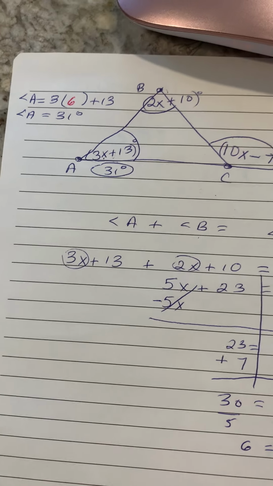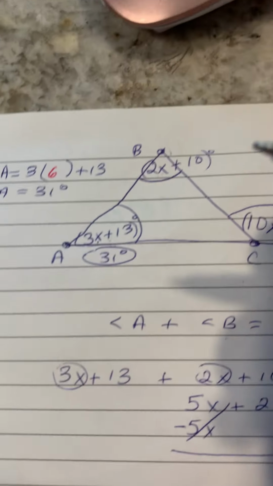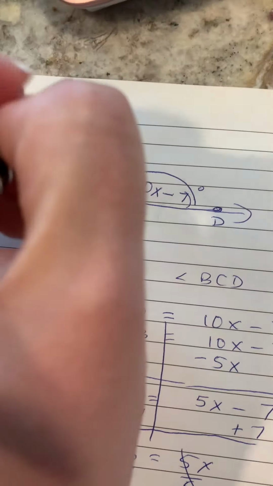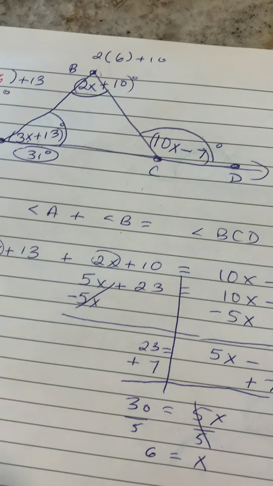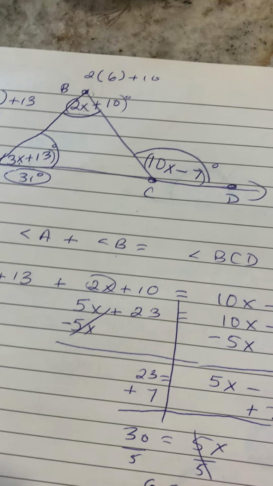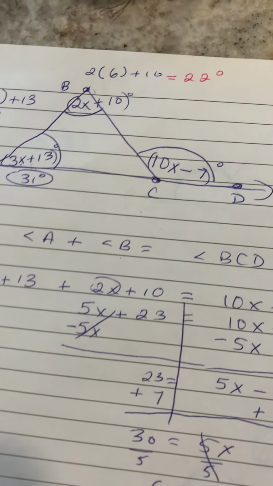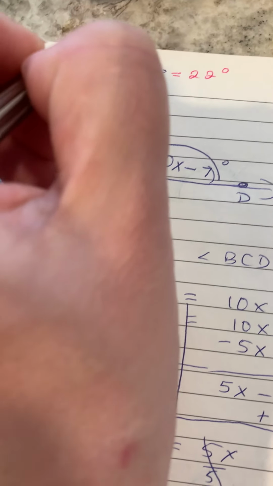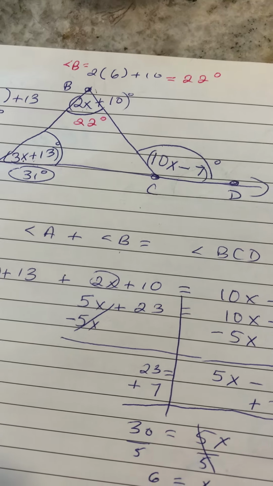I can do the same thing for angle B and also the exterior angle BCD. So for angle B, I go 2x, so 2 times 6 plus 10. I'm replacing the x with 6 because that's what it equals. So 2 times 6 is 12. 12 plus 10 is 22 degrees. So I know that angle B is 22 degrees. So I wrote that in.